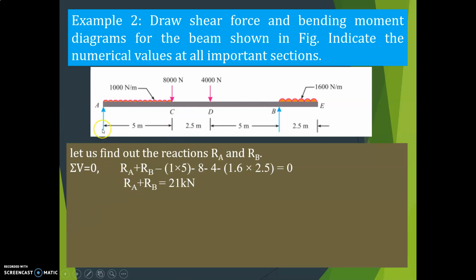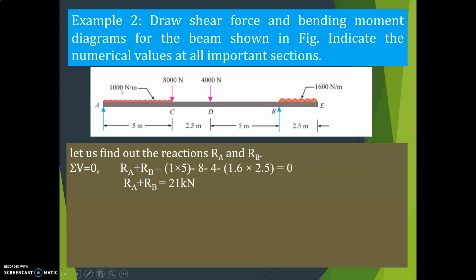Okay, so what is upward force here? At A and B supports are there, so it develops reactions. So RA, that is upward direction, so plus RA, then RB upward direction, plus RB, then all these are above the beam, acting in the downward direction, so minus 1 into 5.